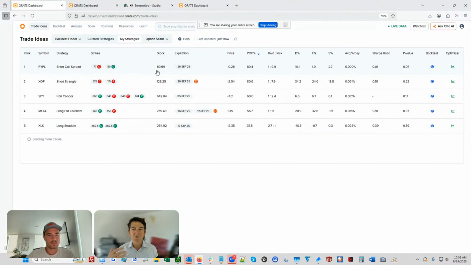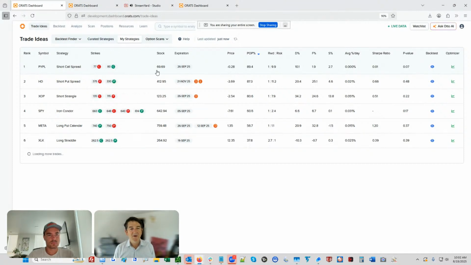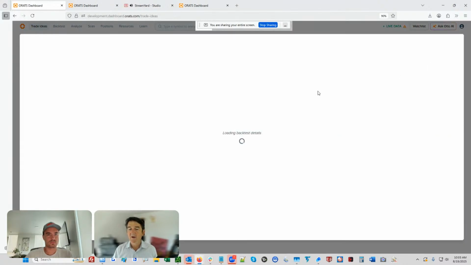And then when we save that to my strategies or my backtest, and we go to the trade ideas, it will only bring in these trades that have met all of the criteria. So for example, I could pick, let's pick the top one. It's a short call spread. If I click on this, it will go get the original backtest that I started with.